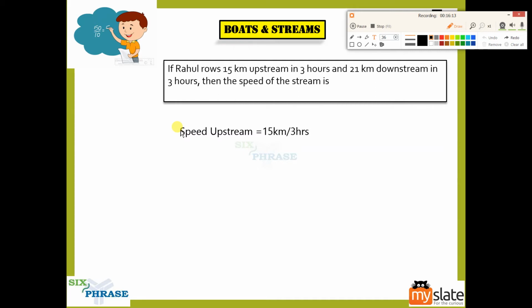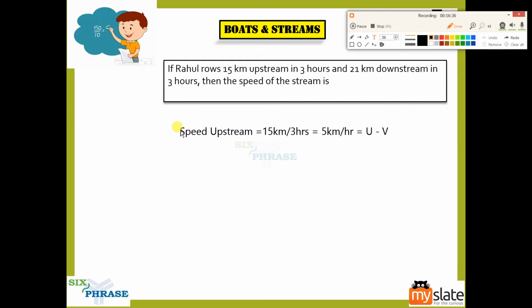Which is equal to, usually it is per unit time, right? Speed is per unit time. So divided by 3, you will get 5 kilometers per hour. So what is 5 kilometers per hour? It is speed upstream. Or in other words, can I write it to be u minus v? Yes, because speed upstream is u minus v. So that is 5 kilometers per hour.